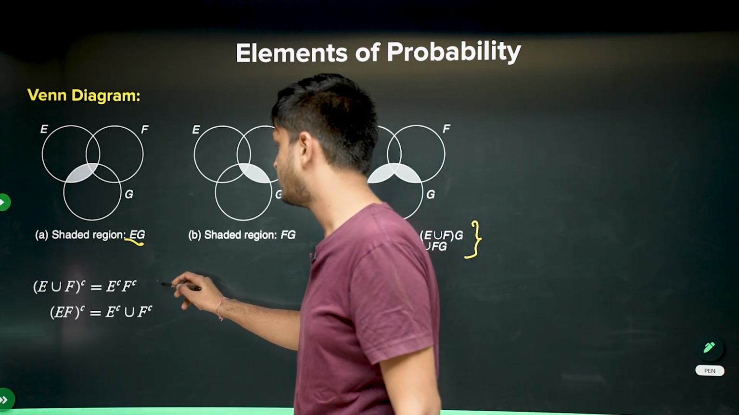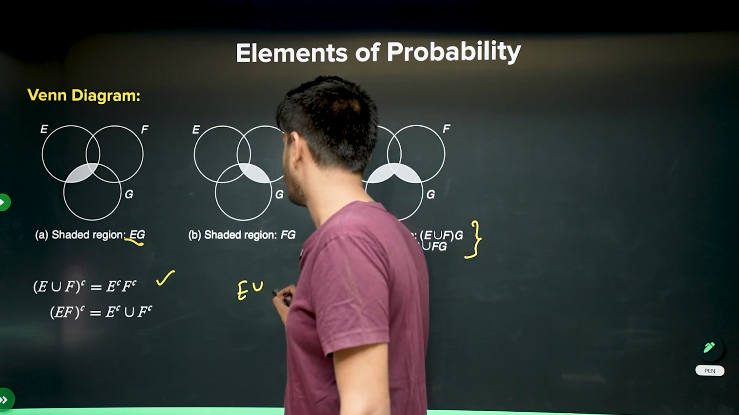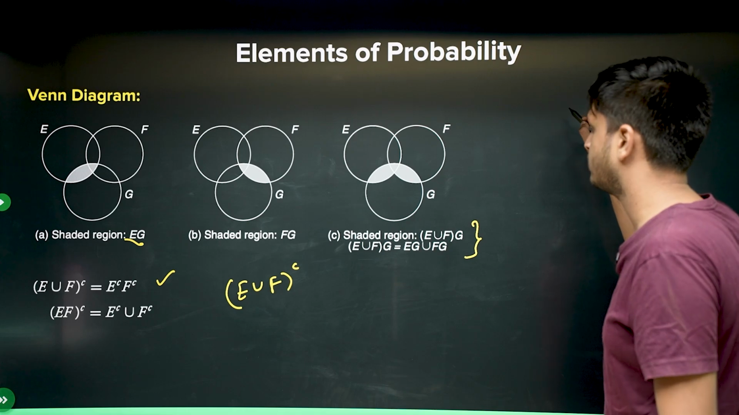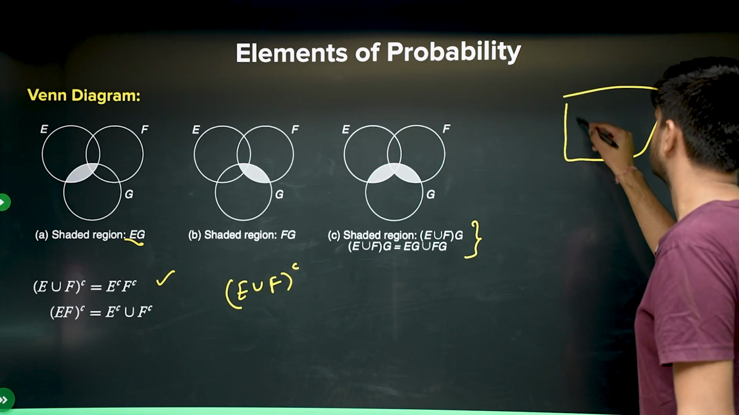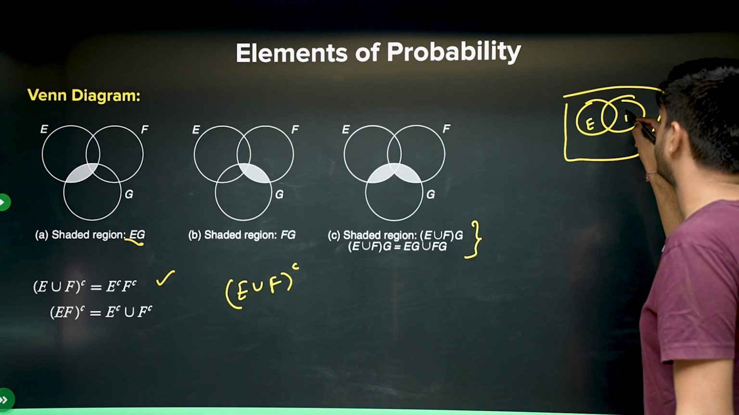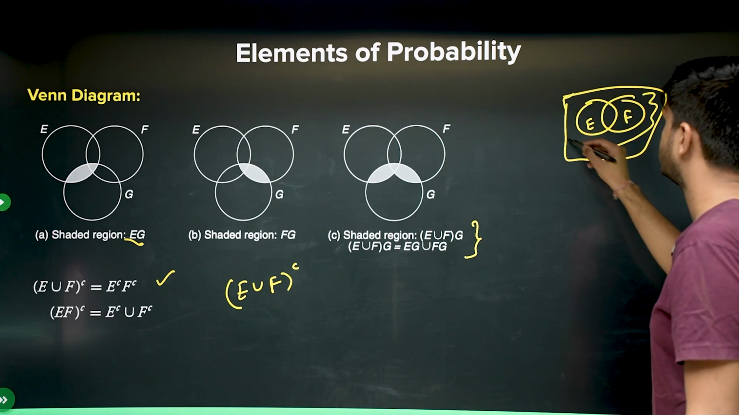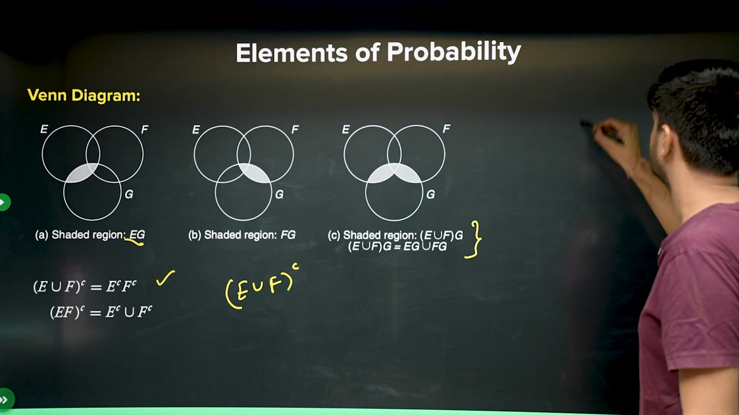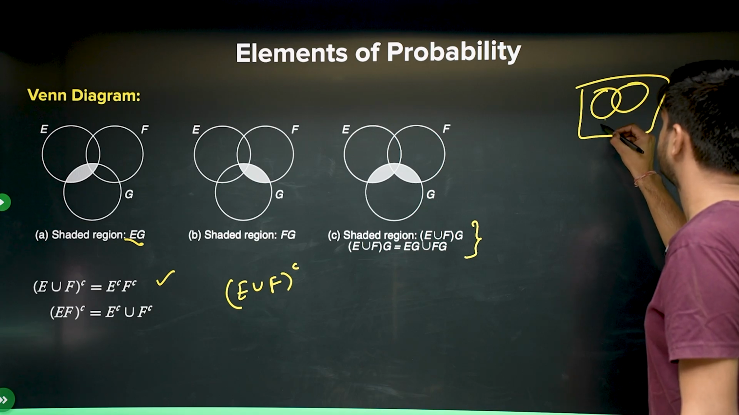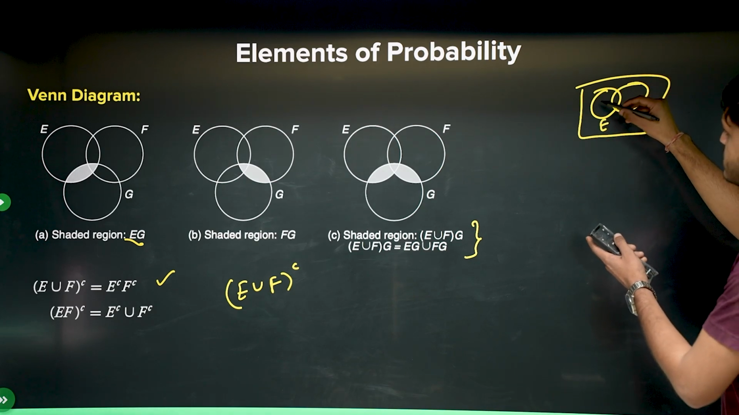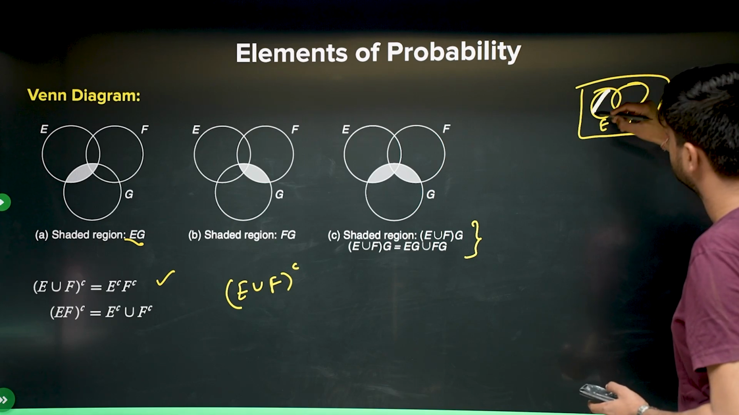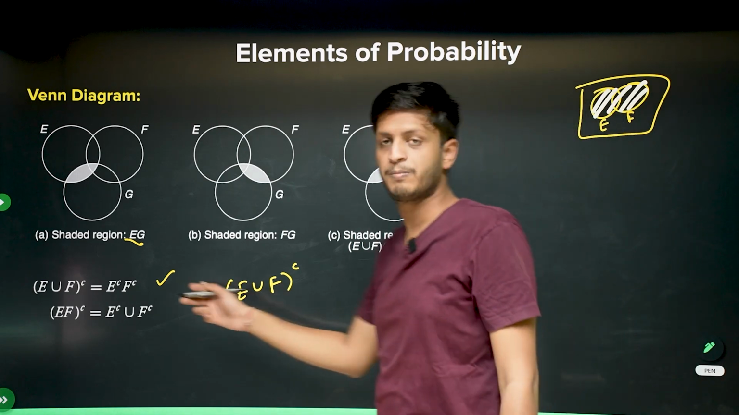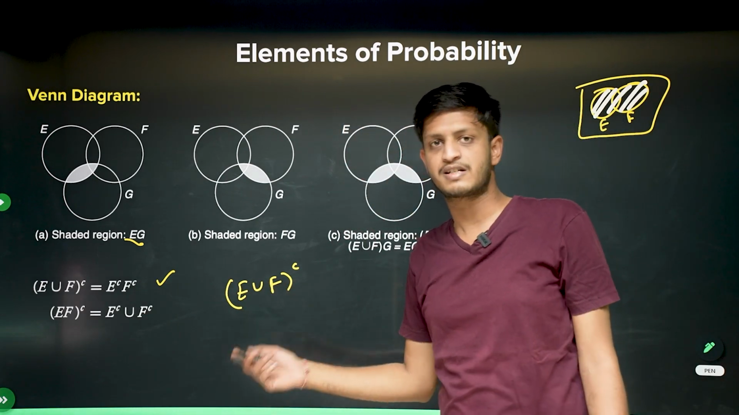Now we have another law. What is the complement of E union F? Again we can draw the Venn diagram. This is E, this is F. The complement of E union F is all the outside area, right? The complement of E union F is this area, whatever is outside it. So it will be E complement intersection F complement.